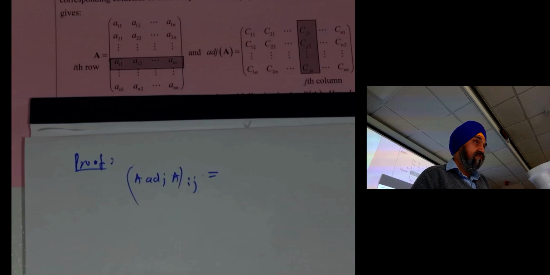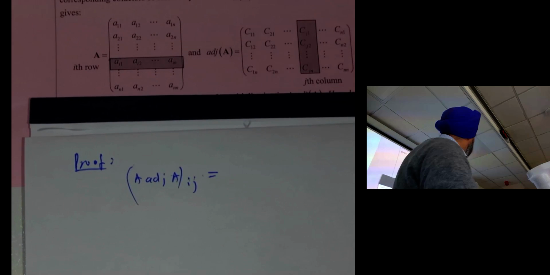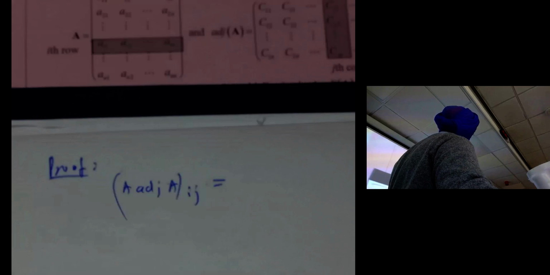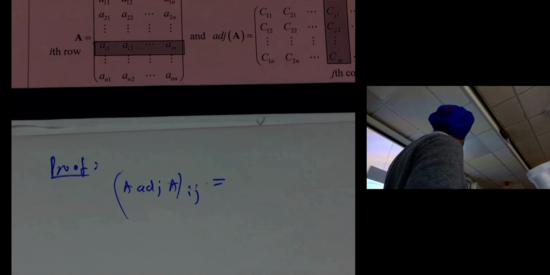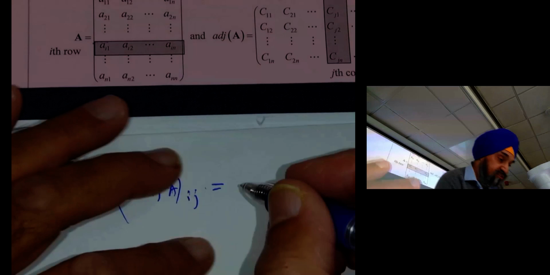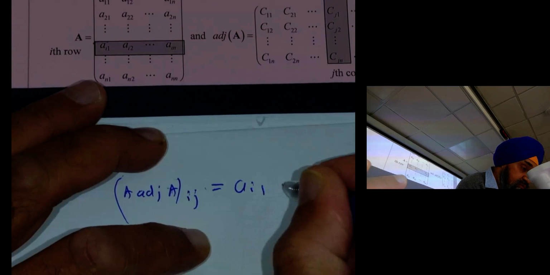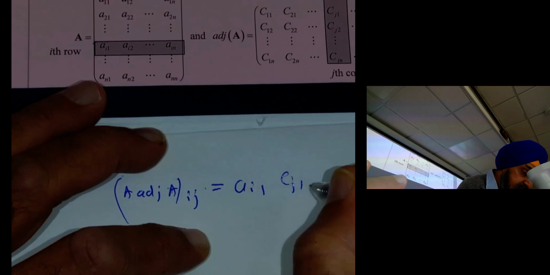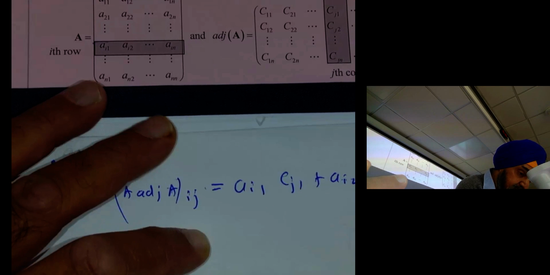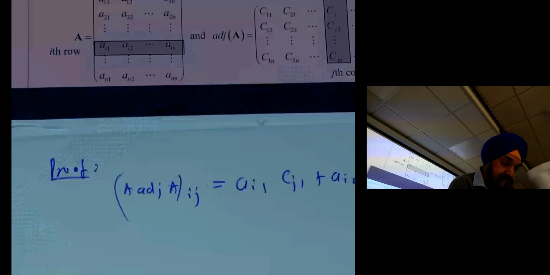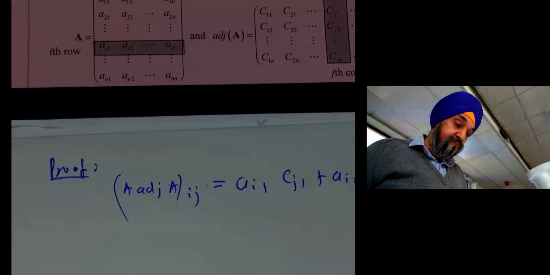Go on then. Would that be AI1 times CJ1, yeah? Okay, AI2 times CJ2 all the way to AIN times CJN, isn't it? So that is going to be AI1 times CJ1 plus AI2 times CJ2 plus all the way to AIN times CJN. That's what it's going to equal.